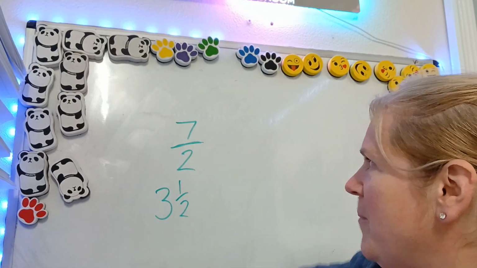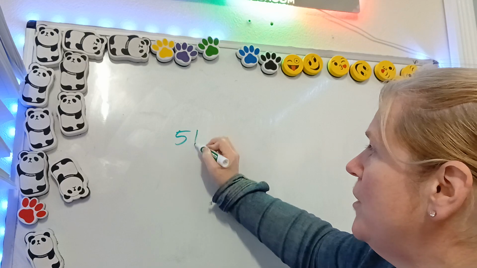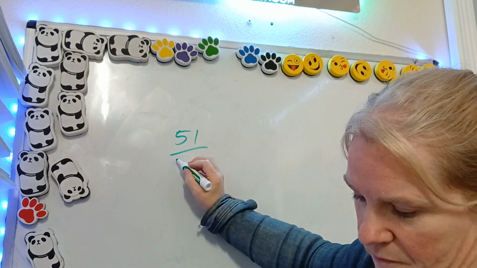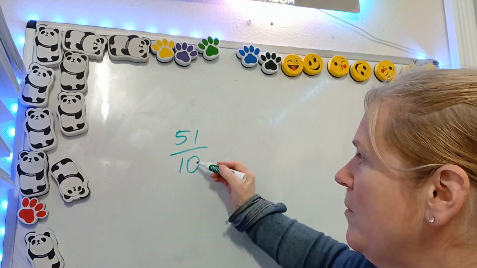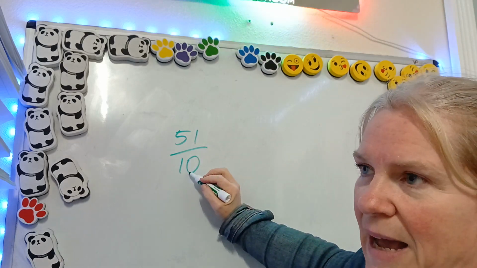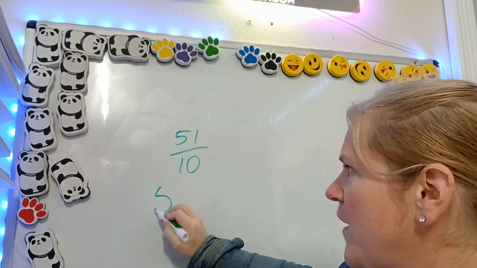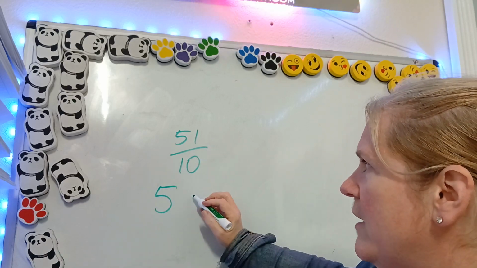Right, that's that one. And then if I have 51/10, how many 10's go into 51? So 51 divided by 10. So 10, 20, 30, 40, 50. I've got 5 whole ones and 1 spare.